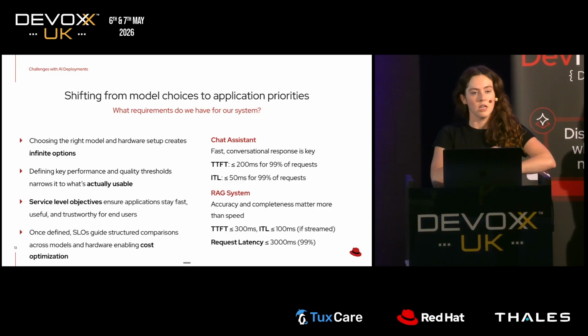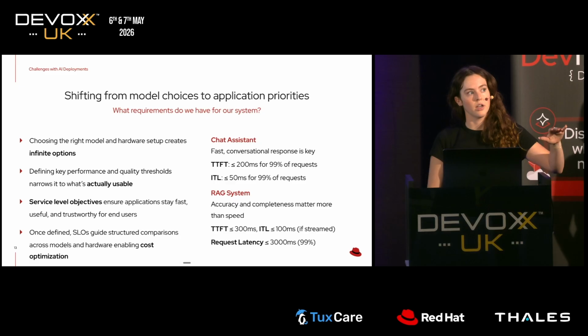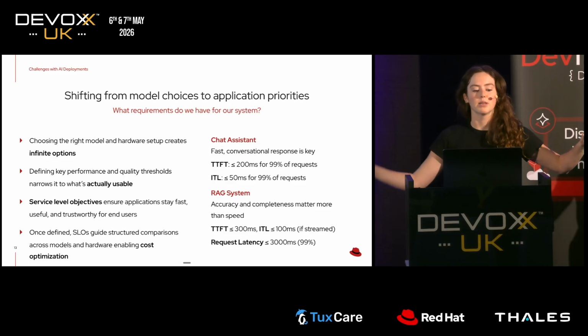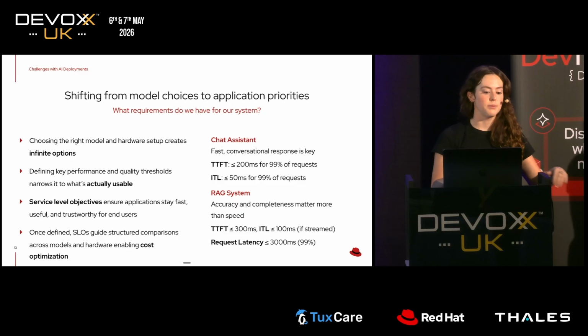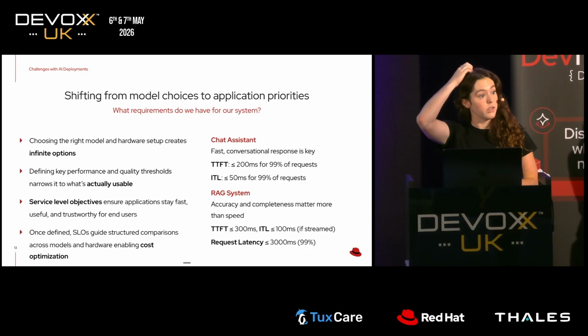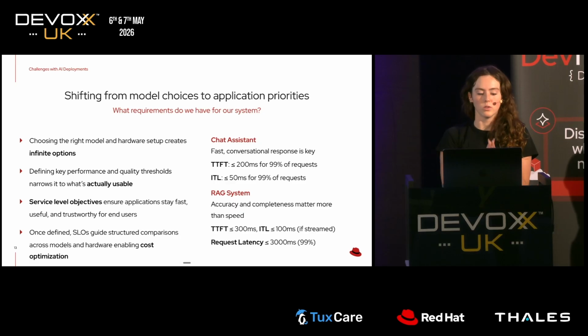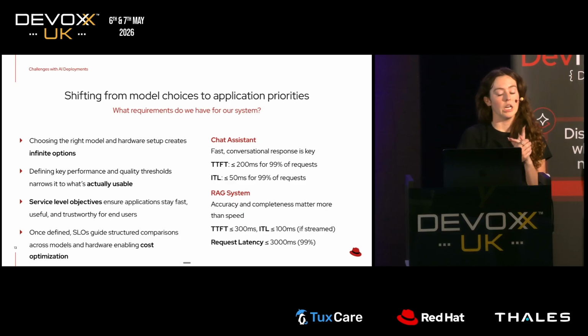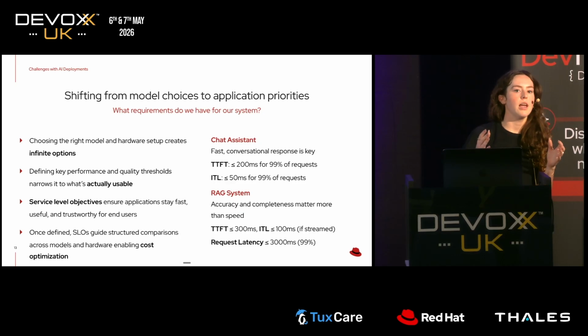Okay, there are many model choices for us to think about, but after we're there and we know what we want to use, we have to think about application priorities, right? There are so many different hardware setups, but we have to define performance and quality thresholds so we know what's actually useful. For a chat assistant, for example, we would say best practices, and obviously this is a very new industry, right?